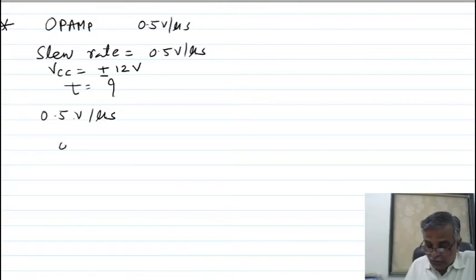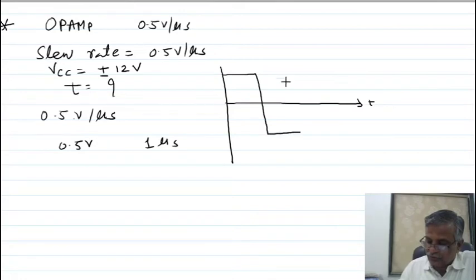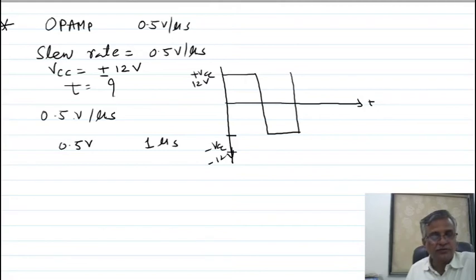To change the 0.5 volt, it takes 1 microsecond. Suppose this is your output, I am showing you just to explain. These are plus VCC and minus VCC, these are 12 volt and minus 12 volt.